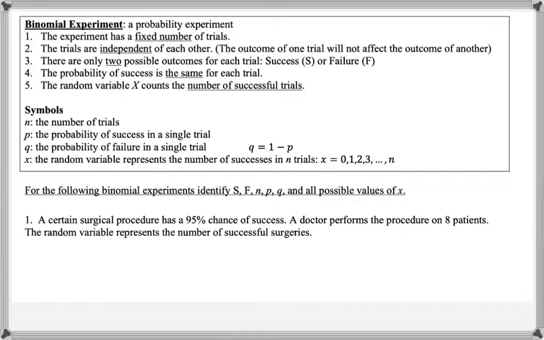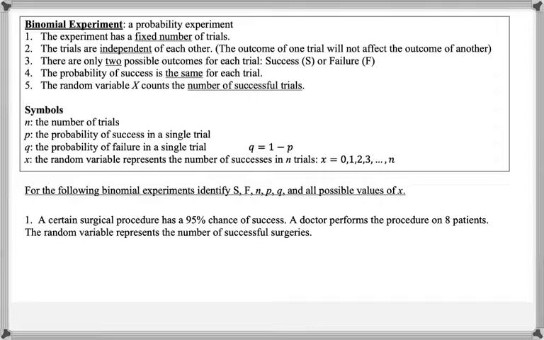A binomial experiment is a probability experiment with the following 5 properties. The experiment has a fixed number of trials. The trials are independent of each other, so the outcome of one trial will not affect the outcome of another. There are only 2 possible outcomes for each trial, success or failure.